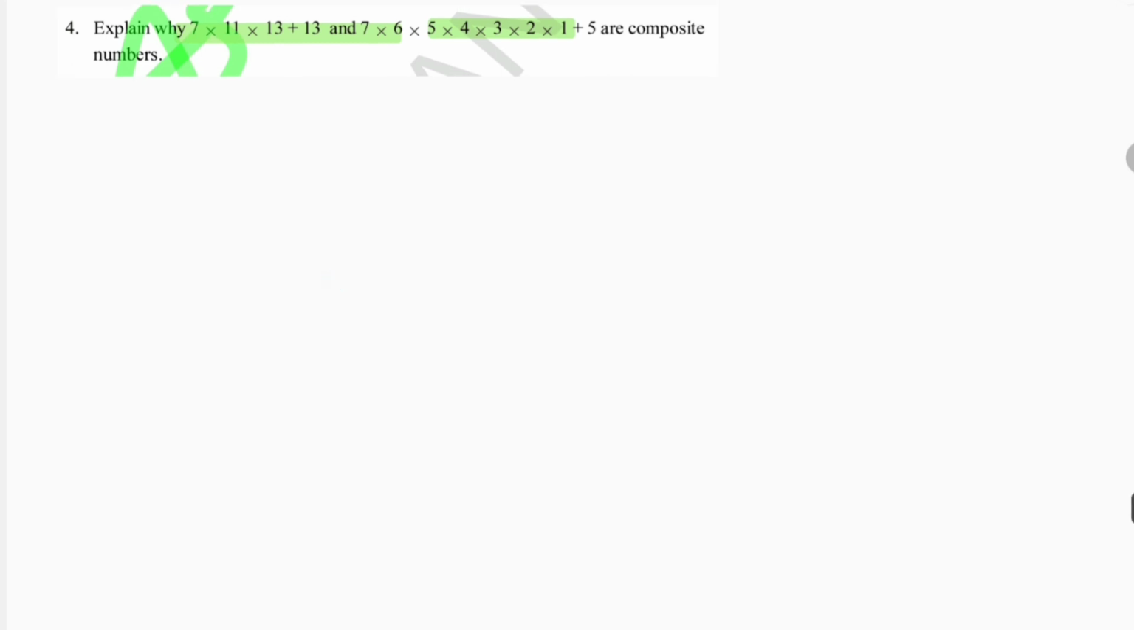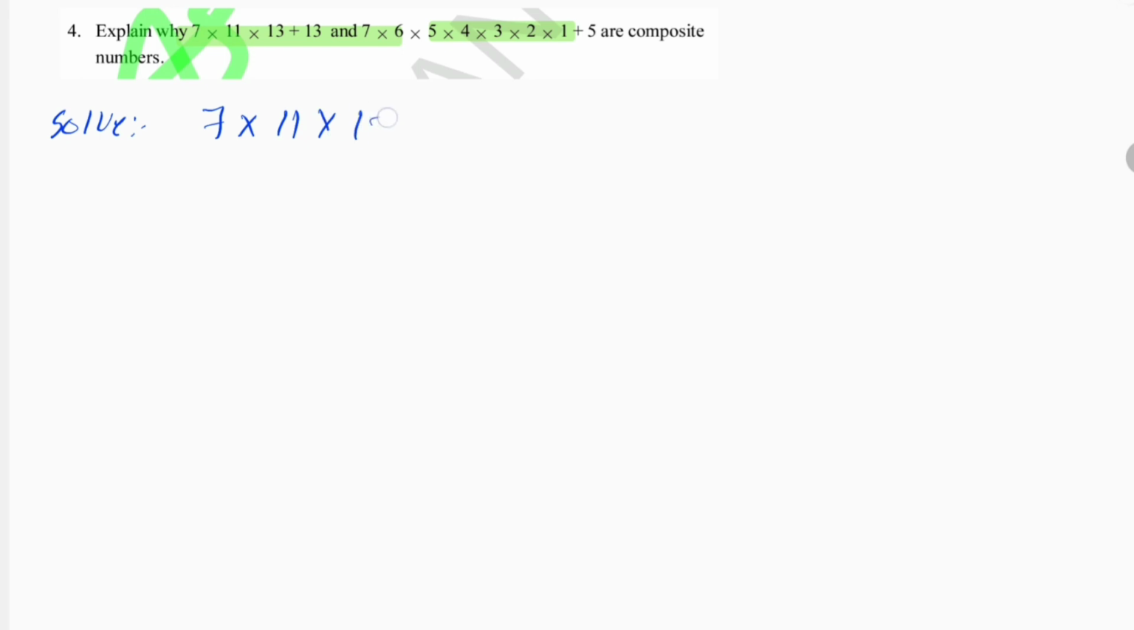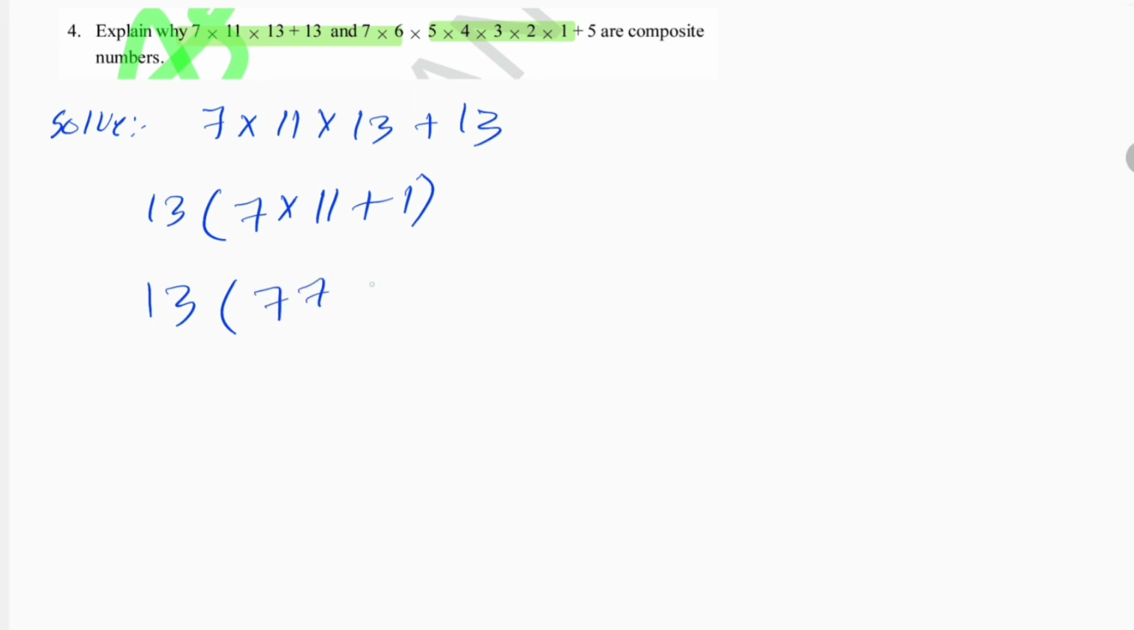Let's solve it. First question. 7 into 11 into 13 plus 13. Here 13 is common. यहाँ पे 13 कॉमन है तो हम 13 को कॉमन कर लेते हैं. 13 कॉमन. 7 into 11, 13 is common, plus 1. 13 into 7 into 11 is equal to 77 plus 1. 13 into 78.